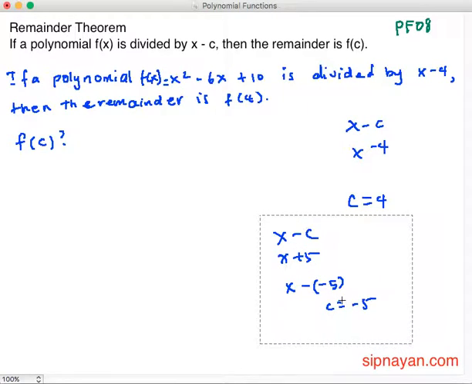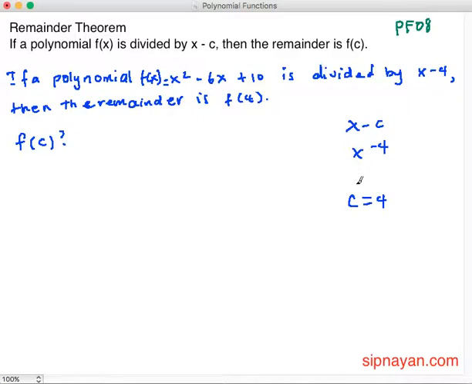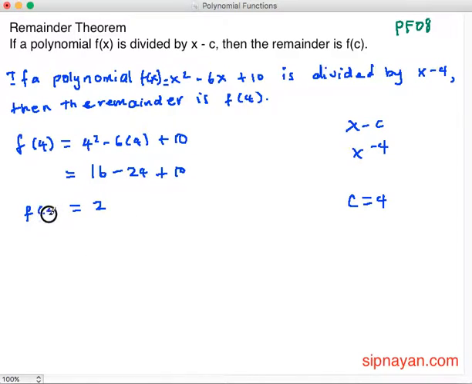Pero sa given natin, yung sinusolve natin na problem, ang c natin ay 4, no. So ibig sabihin, ang f of c natin, isa-substitute lang natin yung value ng c dito sa f of c. Ibig sabihin, kailangan natin hanapin yung f of 4, no? Which is equal to, pag nag-f of 4 ka dito, 4 yung x mo, ibig sabihin lahat ng x dito magsisubstitute tayo ng value ng 4. So, magiging 4 squared minus 6 times 4 plus 10, no? So, this 16 minus, ilan ang 6 times 4? 24 plus 10. So, 16 minus 24 is negative 8 plus 10 is 2.